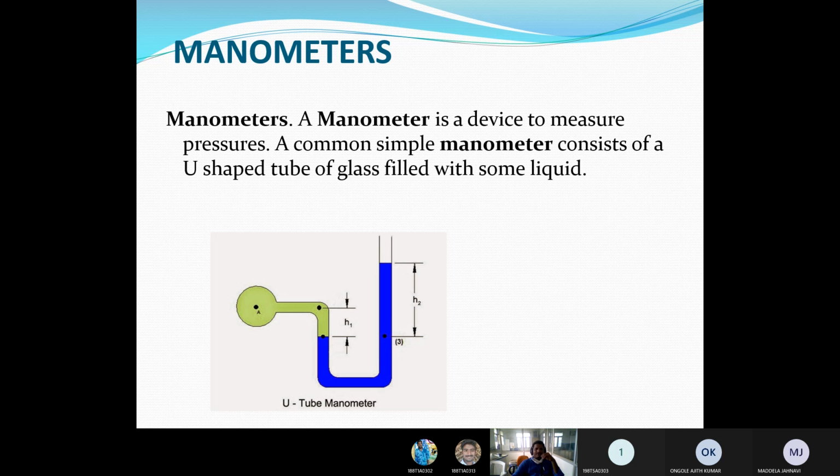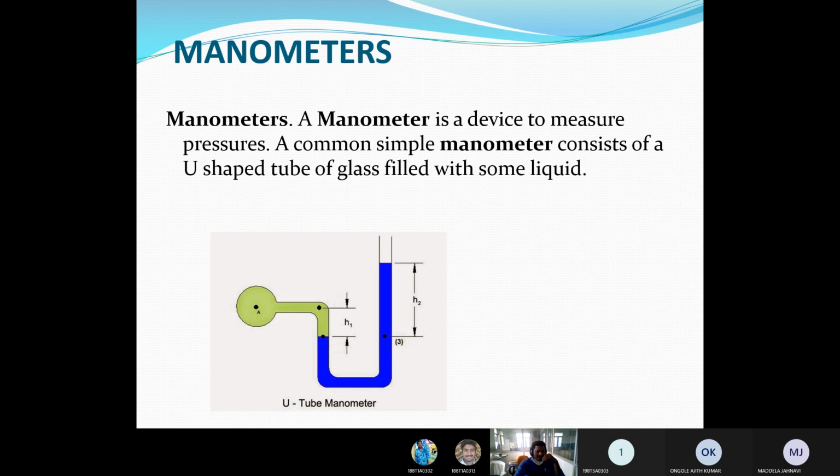Now, pressure measurement. Pressure measurement is done by manometers. Using manometers, we can do the pressure measurement. What is meant by manometer? A manometer is a device which is used to measure pressures. A common simple manometer consists of a U-shaped tube of glass filled with some liquid. Here, the green color is indicating a certain pipe. Here we want to measure the pressure at this location. So this is the U-tube manometer.